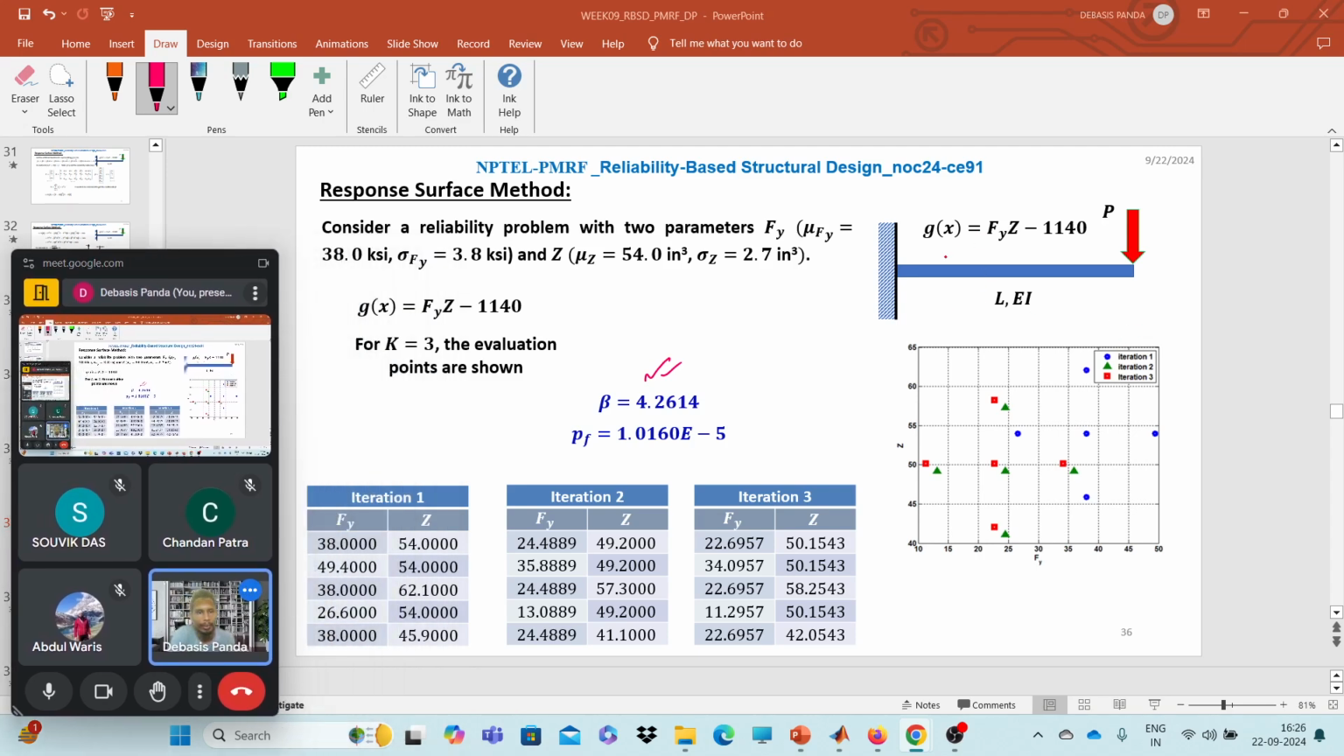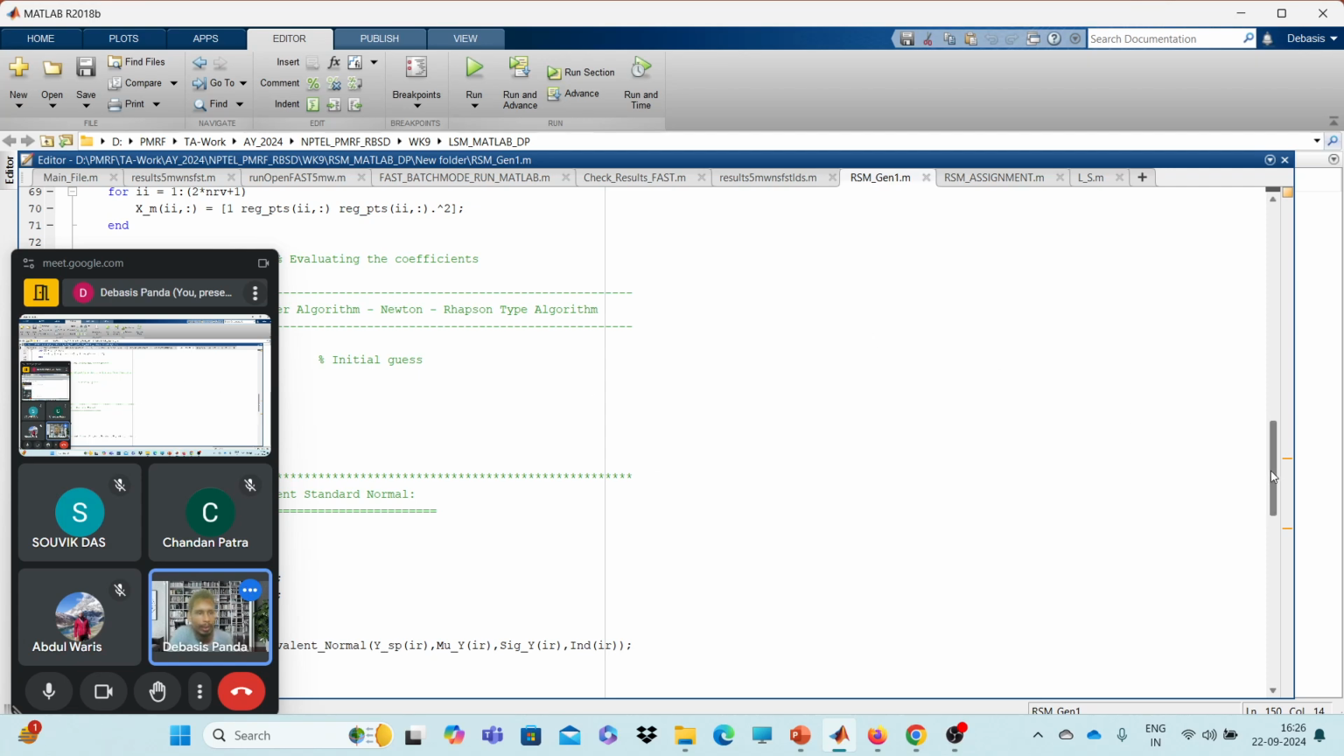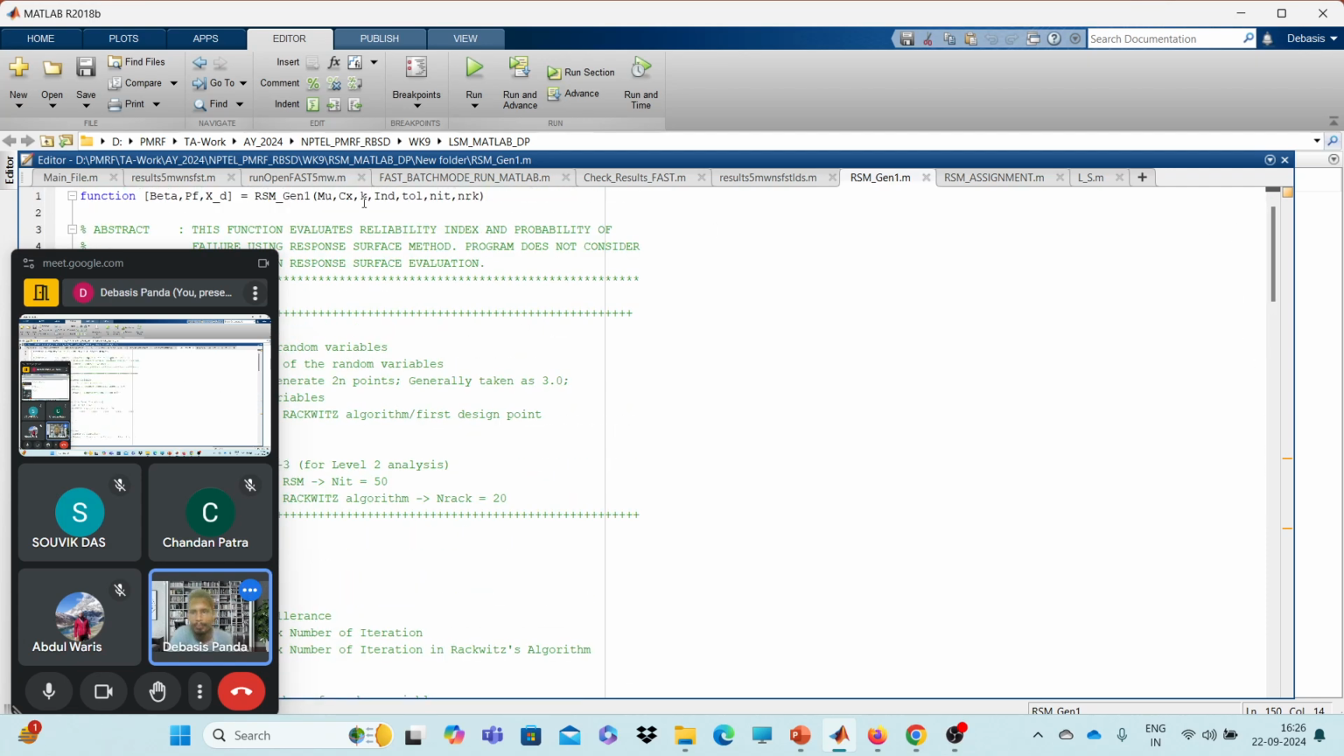So here we have two random variables, fy and z. We need to supply these. What this function file needs is the mean and sigma, k, that means mu plus minus k sigma, to generate the support points; the k you wish to give as input. The k value is generally taken as 1, 2 and 3, because up to mu plus minus 3 sigma will cover your entire failure domain. That index we need for the equivalent conversions, tolerance, and number of iterations and all these things.